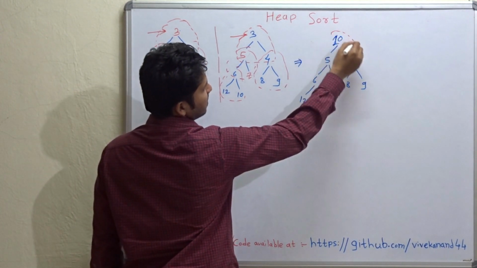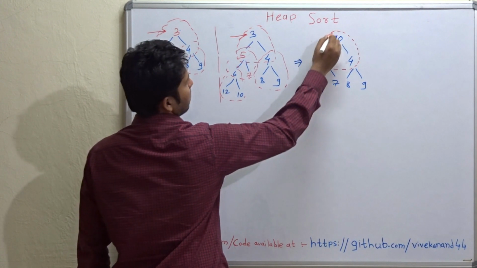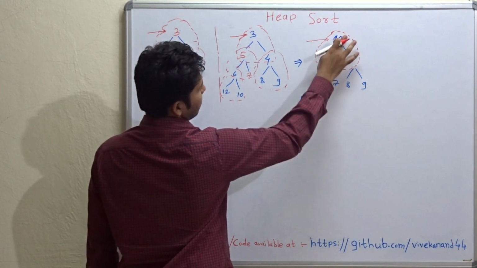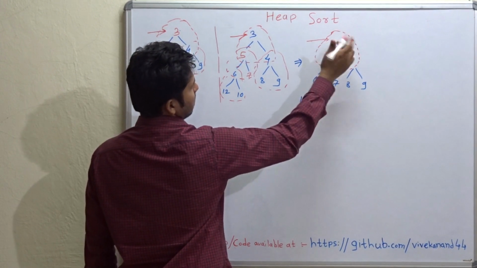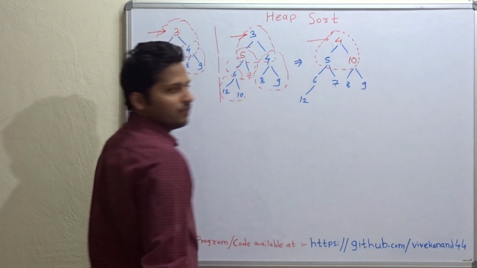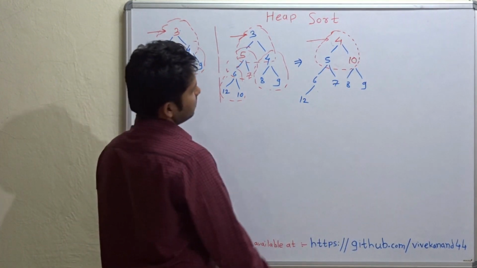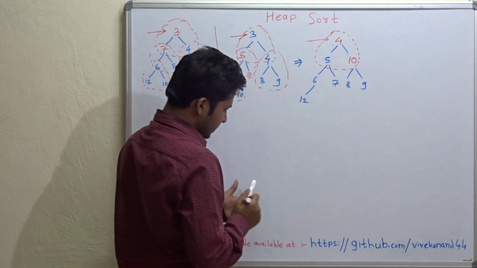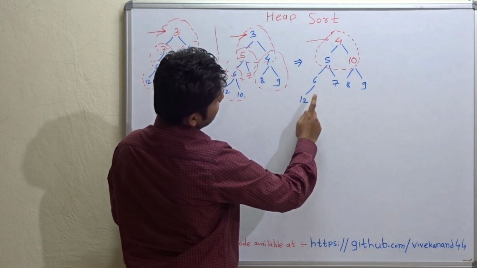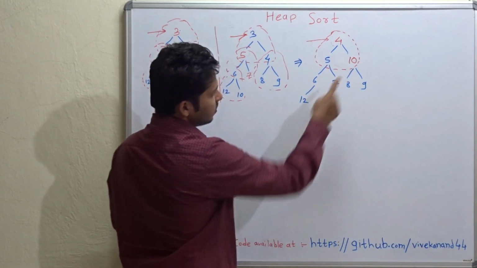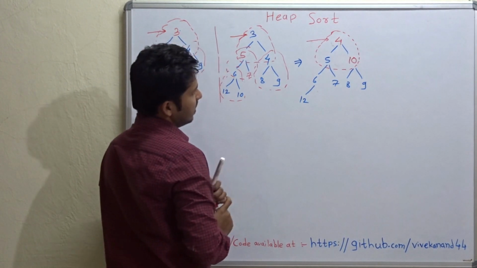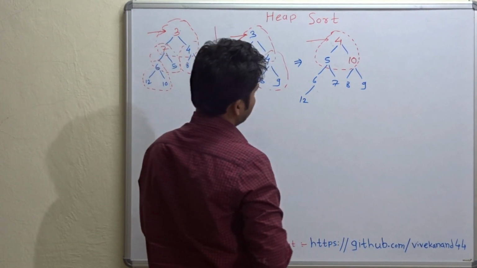What is the minimum in these three? 4 is minimum. So swap 10 with 4. Now let's check whether this is a heap or not. So 4 is satisfying, 5 is satisfying, 10. 10 is not satisfying the rule as 10 is greater than 8. So let's again apply Heapify method.